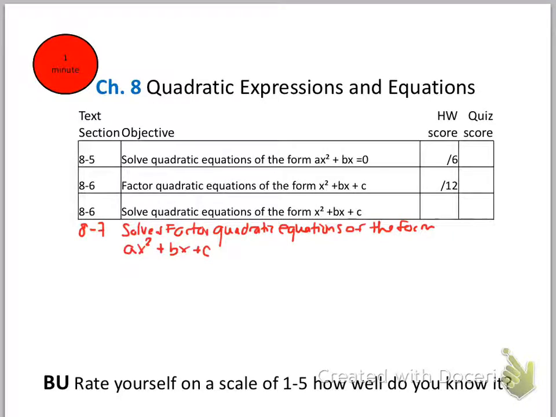Okay, ladies and gentlemen, today we are going to solve and factor quadratic equations of the form ax squared plus bx plus c. So basically the difference between the last couple days and today is that there's going to be a number in front of the x squared. And this is just going to make us have to do one extra little step.